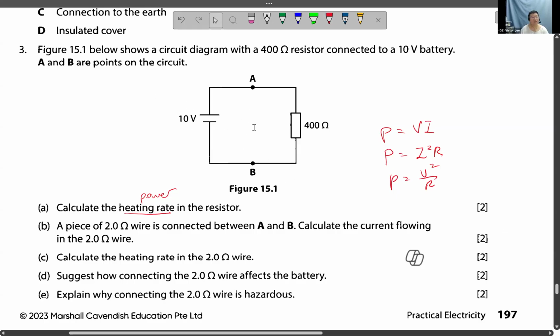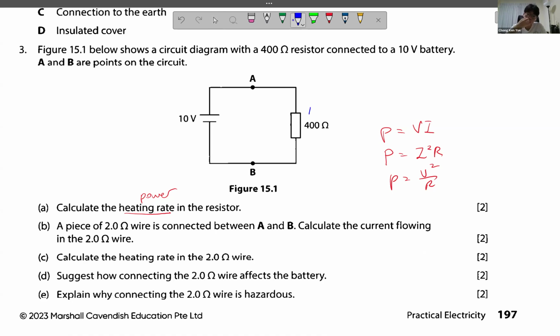Is it not 10 times 400? I know, but are you sure this is I? This is R. Is there any I here? No. So which formula can I use? The third one. Okay, very good. So the answer is P equals V squared over R, equals 10 squared over 400, equals 1/4 watt.